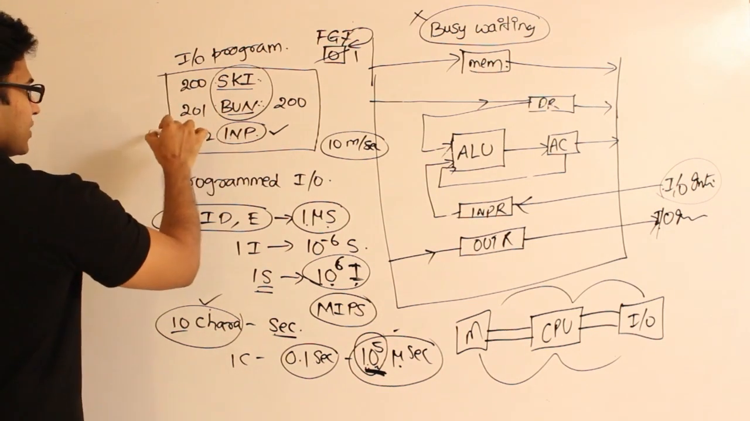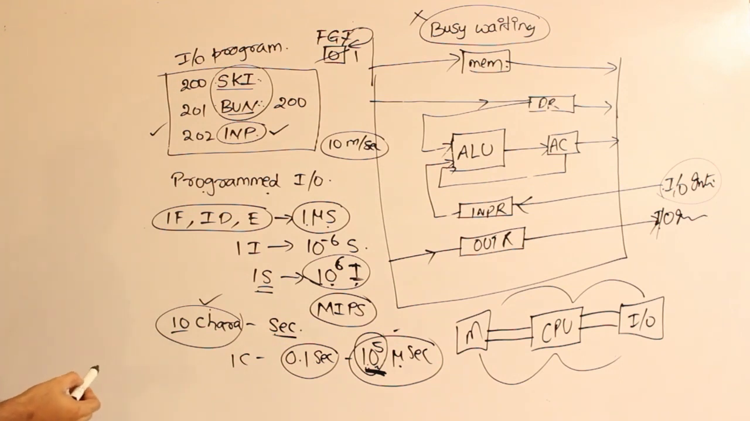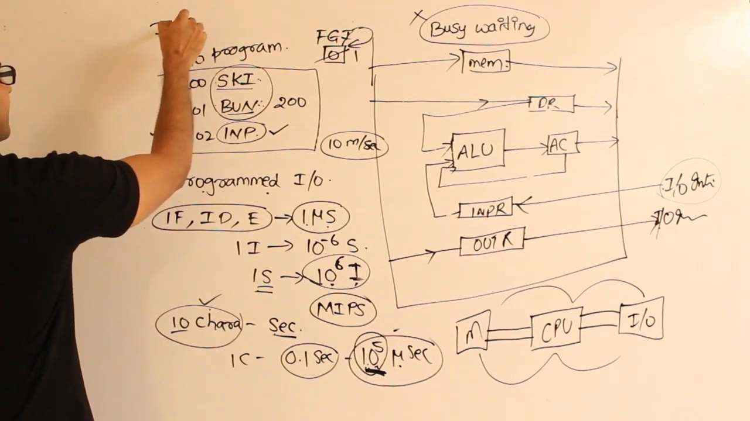That one is called interrupt driven. And this one is called programmed IO. Later I will again talk about this programmed IO. And now the next one is interrupt driven.